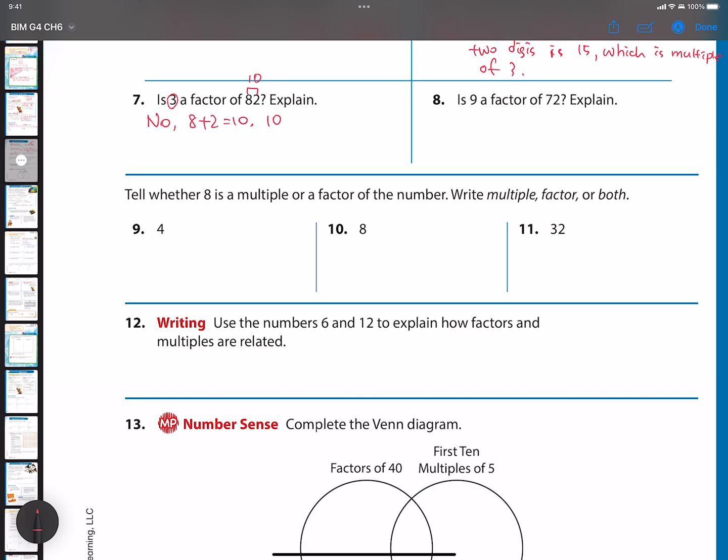10 is not divisible by 3. Okay, and number 8, is 9 a factor of 72? We'll see. The divisibility rule of 9 is: is the sum of the 2 digits a multiple of 9? 7 plus 2 is 9. Yes, so the answer is yes. It is divisible by 9.